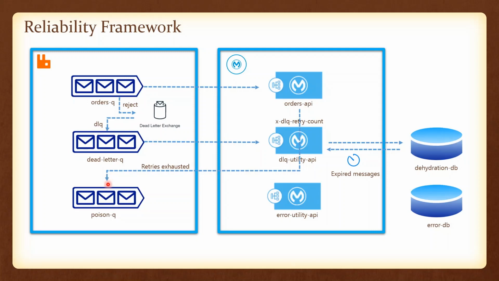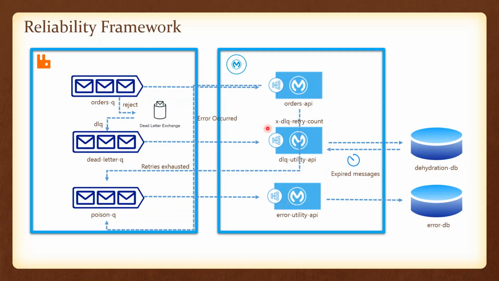Although the message can be retried, the message is not poisonous in this case, but the problem which is occurring is that there's a long outage, right? Although it can be retried, we are just moving it to the poison queue. So once the retries are exhausted, we move it to this queue, and from this queue it's pushed to the error utility API, which will then push the message to the error DB.